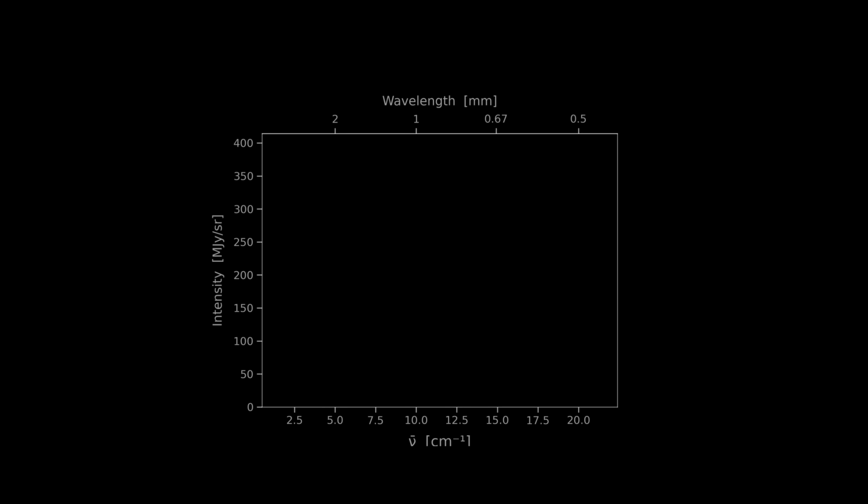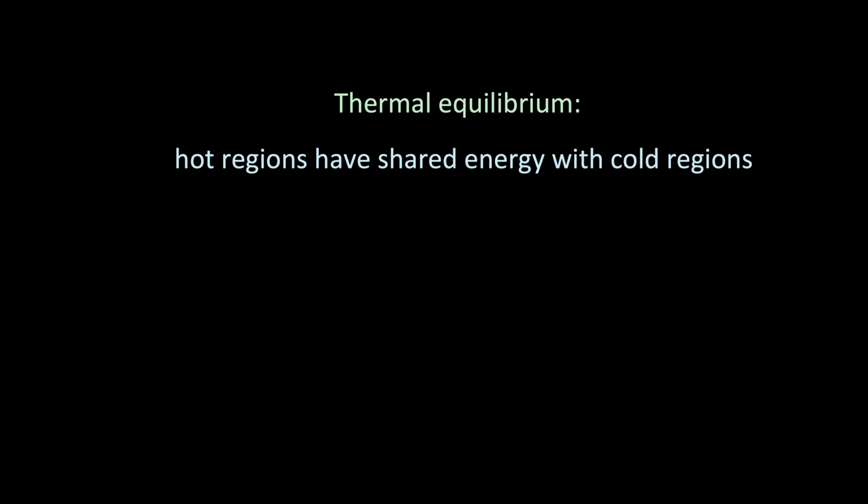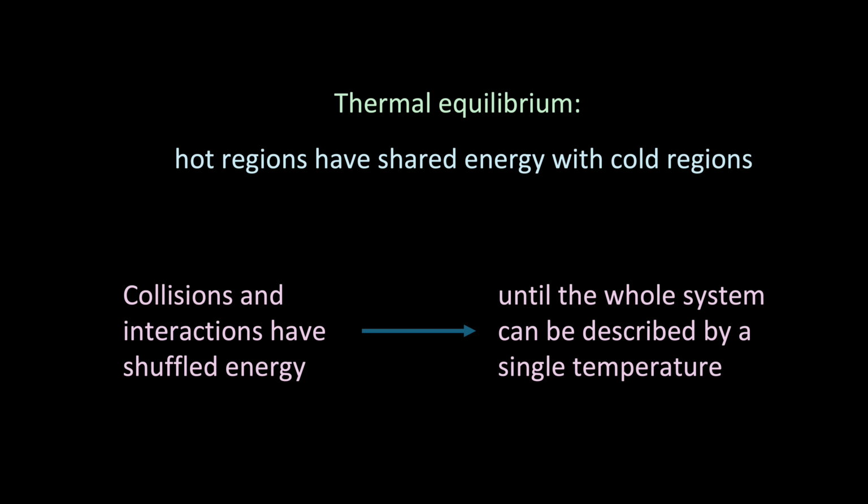And if we measure how the intensity of this radiation depends on the frequency and wavelength, we don't get some random shape, we get a very specific curve, an almost perfect blackbody spectrum. And that tells us something very specific about the state of the early universe. A blackbody spectrum is the unmistakable fingerprint of a system that has reached thermal equilibrium. So what does that mean? Well, when physicists say a system is in thermal equilibrium, they mean that hot regions have shared energy with cold regions. Collisions and interactions have shuffled energy around until the whole system can be described by a single temperature. In that sense, it has forgotten how it started.